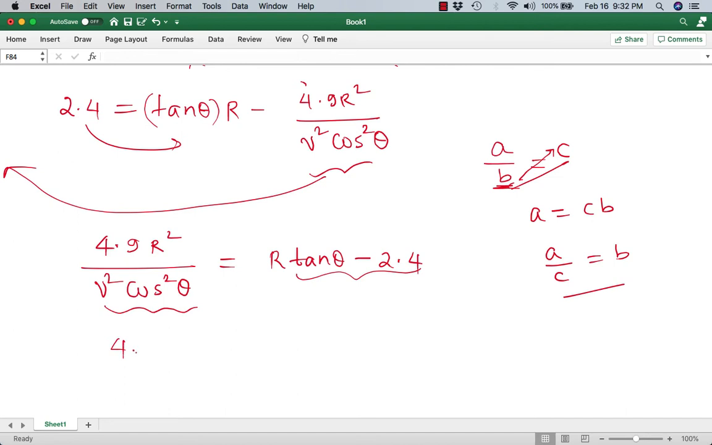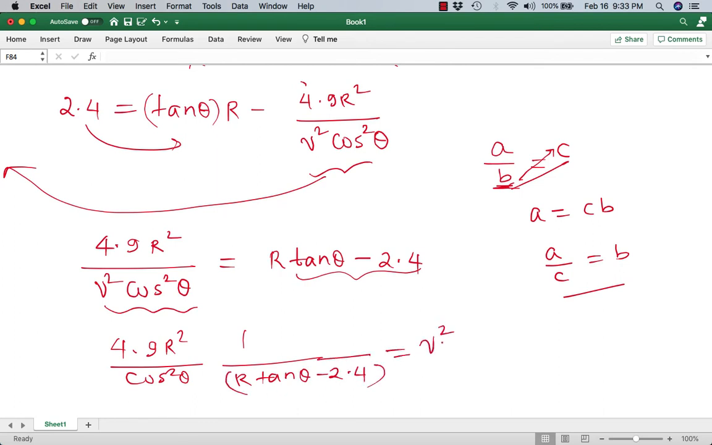So 4.9 R squared over, actually you can leave the cosine square theta here because we need to plug in the value of theta. So this one would be 1 over R tan theta minus 2.4, okay, is equal to V squared.